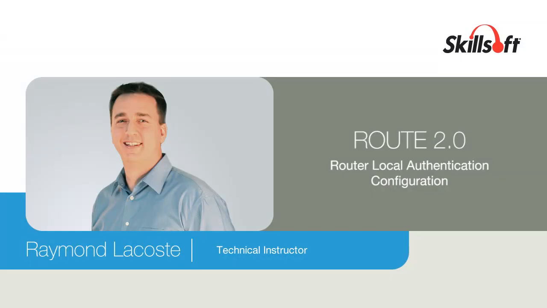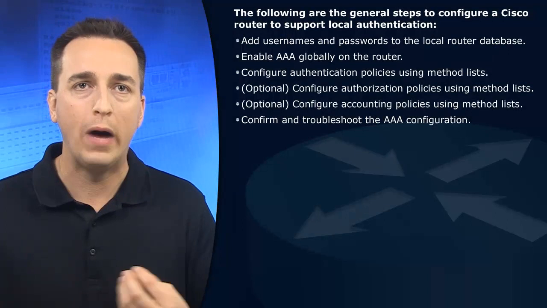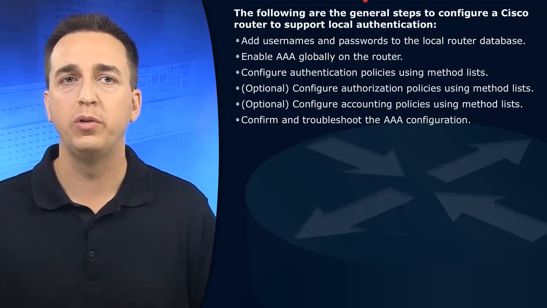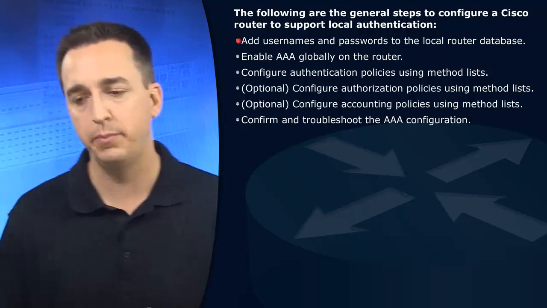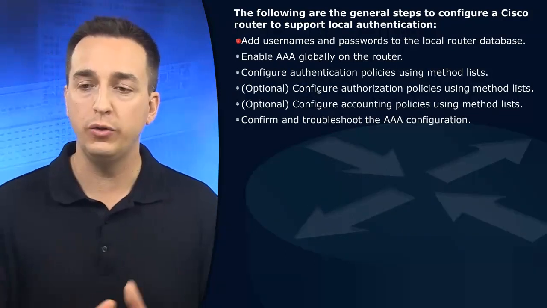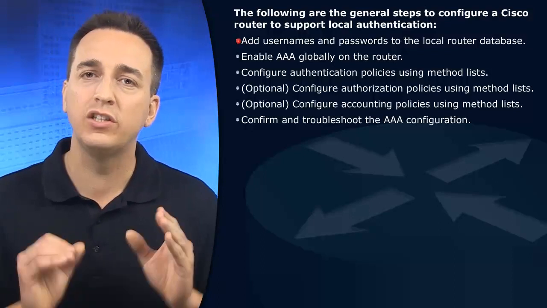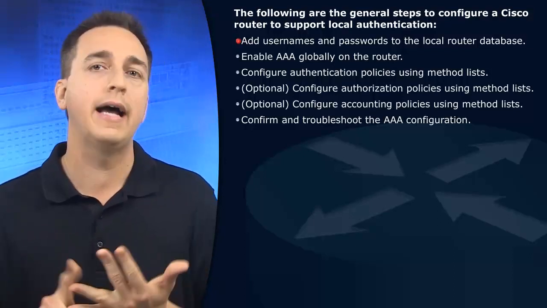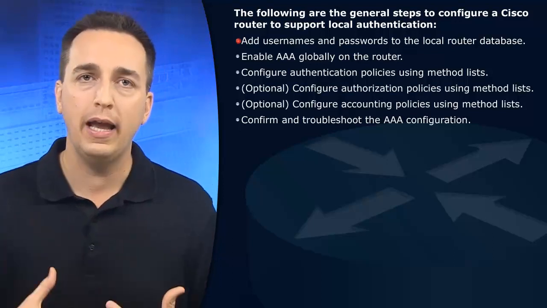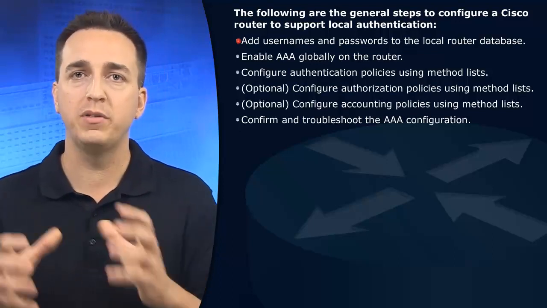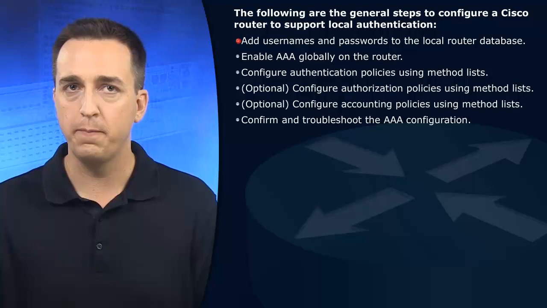Here's a listing of some steps that you will take while you are setting up AAA. The first is to add usernames and passwords to the local router database. Now, why would you do this? Well, AAA does not require a Radius server or a TACACS Plus server. So you could use AAA with just local usernames and passwords stored on the router.